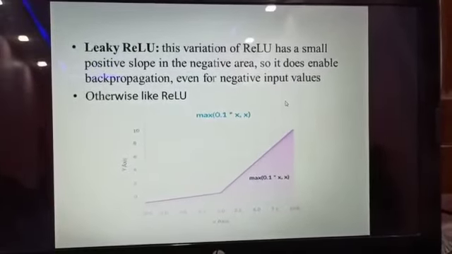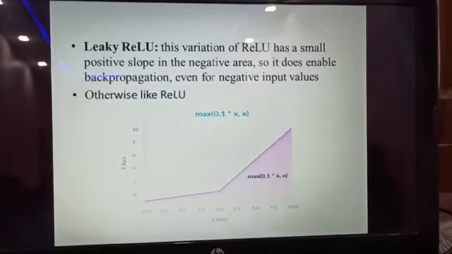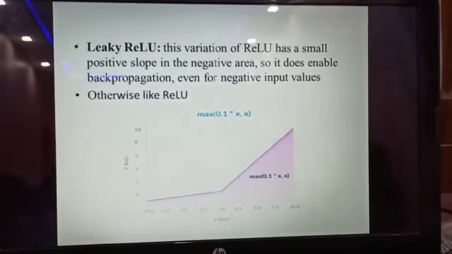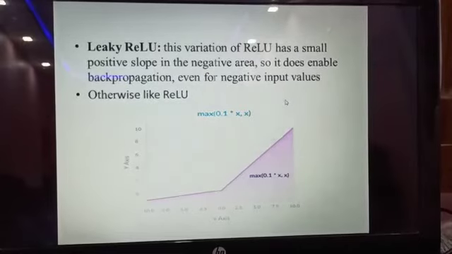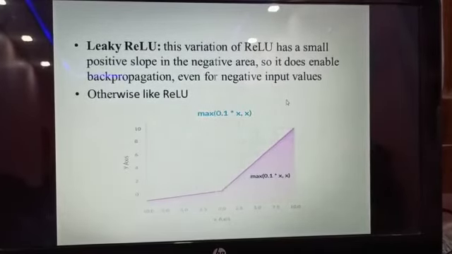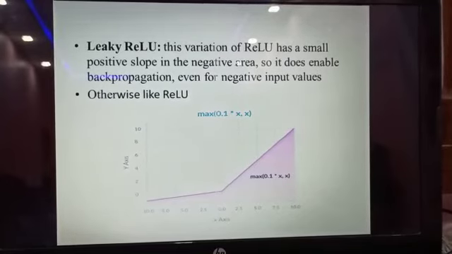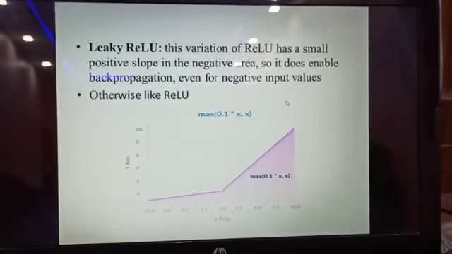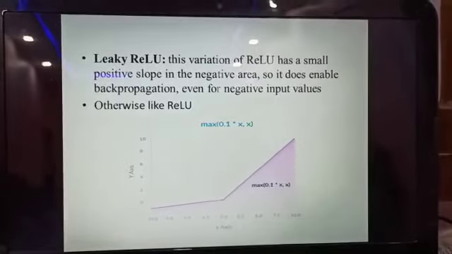Next, leaky ReLU. This variation of ReLU has a small positive slope in the negative area. So it does enable back propagation even for negative input values. Otherwise, it is just like the ReLU function.